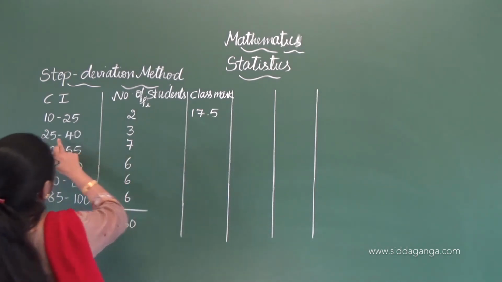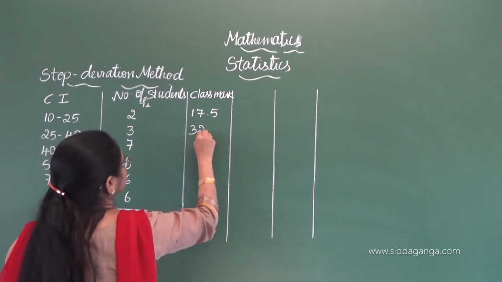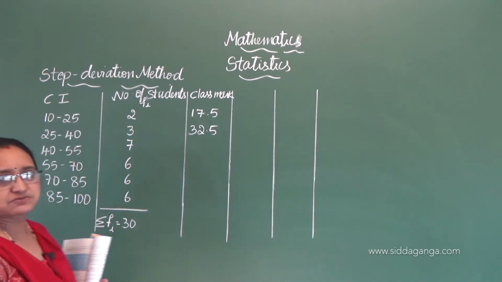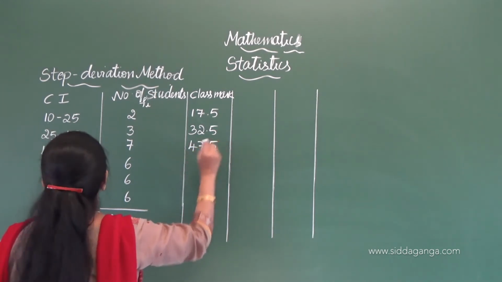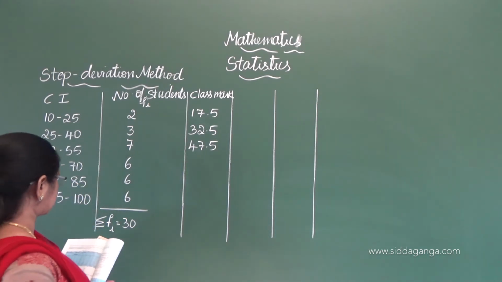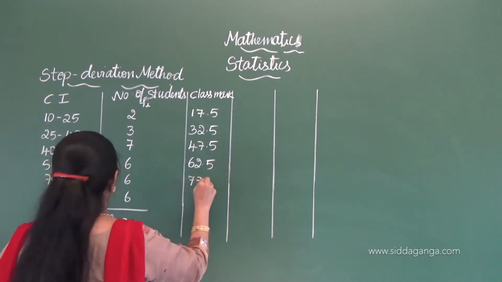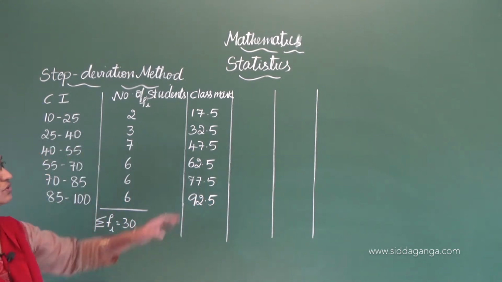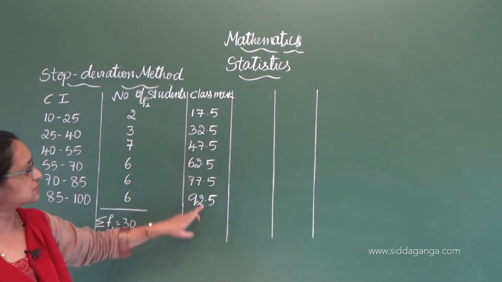The next, 40 plus 25 divided by 2, that is 32.5. Next, 55 plus 40 divided by 2, that is 47.5. Next, 55 plus 70 divided by 2, so it's a midpoint, 62.5, and here 77.5, and this is 92.5. I hope you know that in the previous sum I taught how to find the class mark. So this is the class mark.